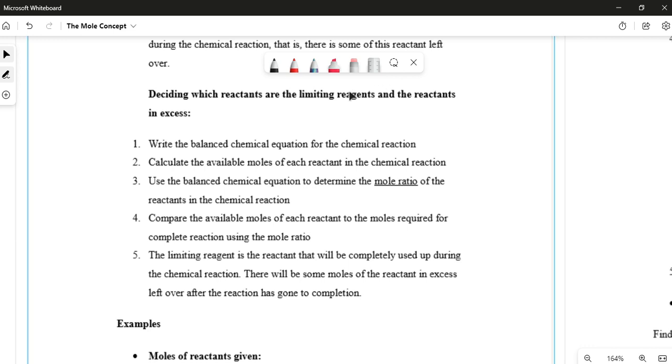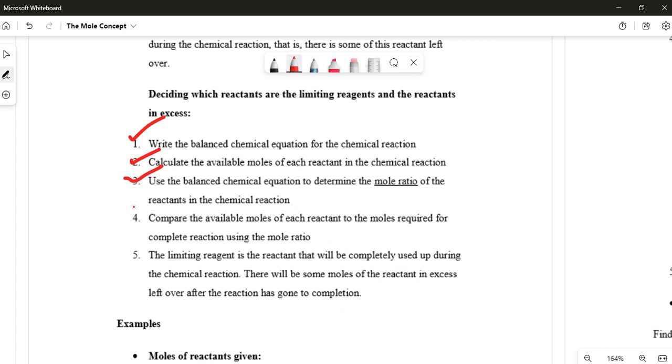What you do first is write the balanced chemical equation, then calculate the available moles of each reactant in the chemical reaction. Use the balanced chemical equation to determine the mole ratio of the reactants. Compare the available moles of each reactant to the moles required for the complete reaction using the mole ratio. The limiting reagent is the reactant that will be completely used up during the reaction. There will be some moles of the reactant in excess left over once the reaction has gone to completion.